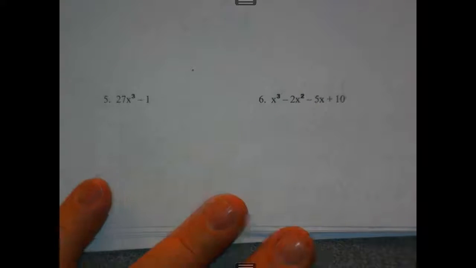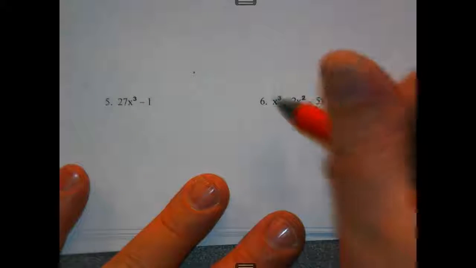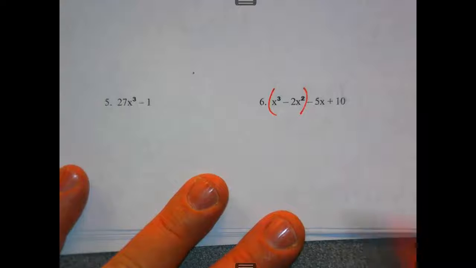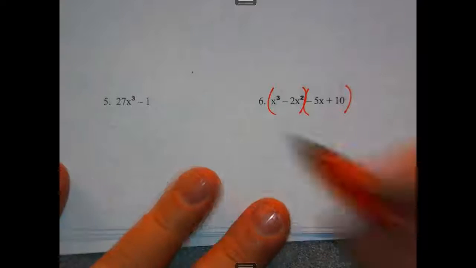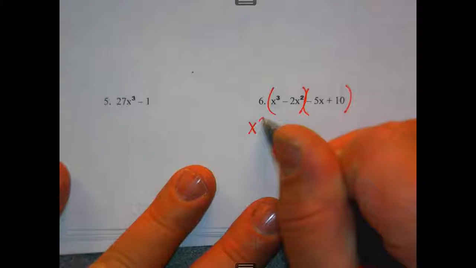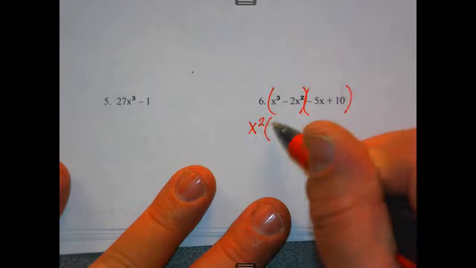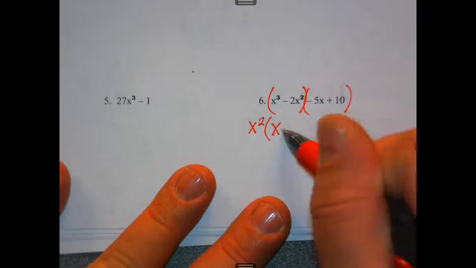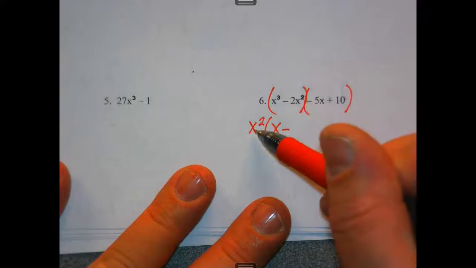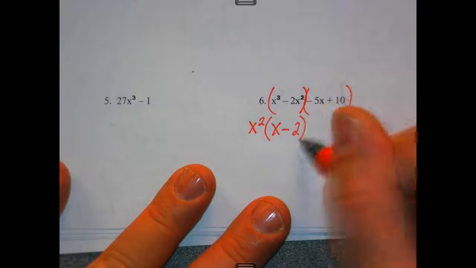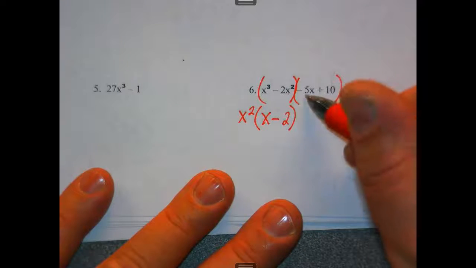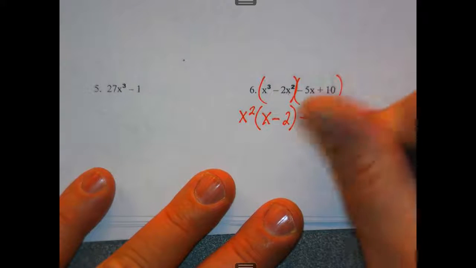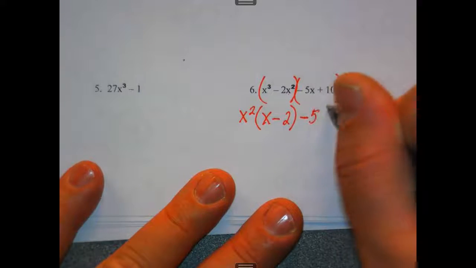Okay, factor by grouping is exactly what it is. We group these 2 terms and group these 2 terms. Now, what can I take out of the first grouping? X squared. x cubed divided by x squared is x. 2x squared divided by x squared is 2. What could I take out of the second? I'm going to take out a -5, so I don't have to deal with that negative sign. Okay, -5. What do I have left over?